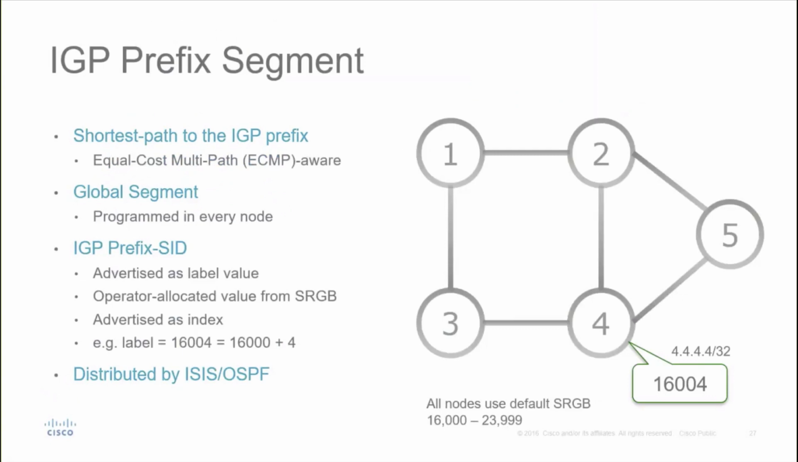path. So imagine you have a router number 4 here in the picture. That router has a loopback 4.4.4.4/32, and now you have a label value.